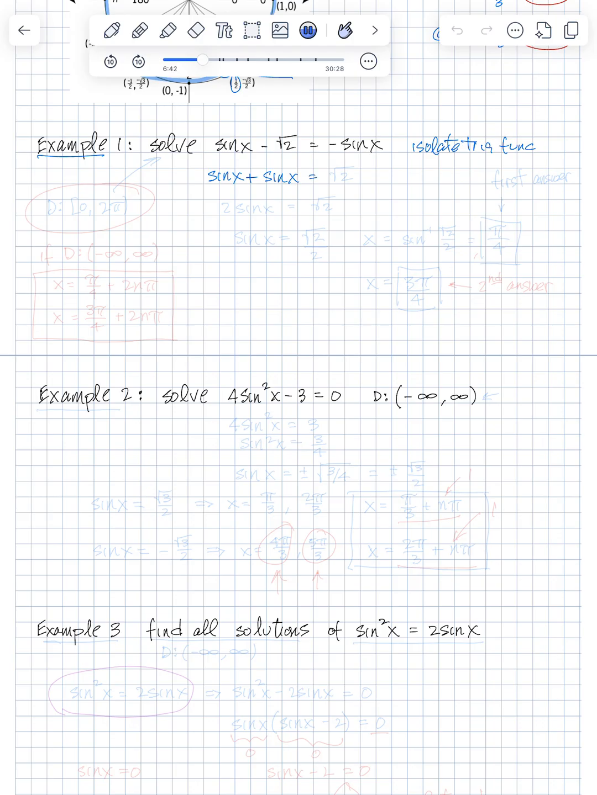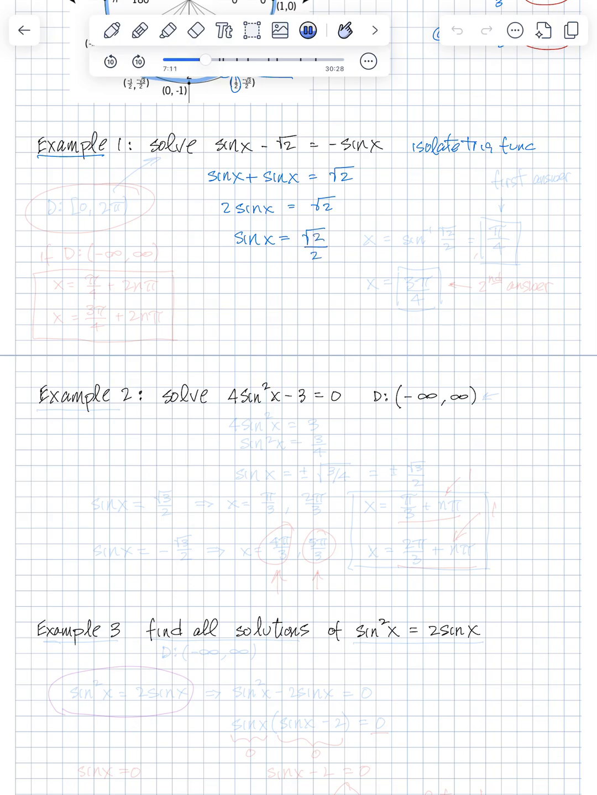And taking the square root of 2 over on the other side, we have equals the square root of 2. So we add the two sine x's. We have 2 sine x equals square root of 2. So then divide both sides by 2. We have sine x equals square root of 2 over 2.